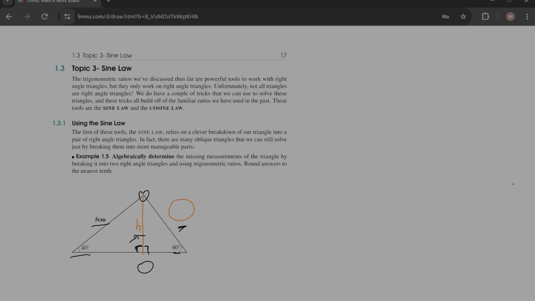All right, so in order to find H, we're going to use, like I said, the sine ratio. I really like writing out my formula first, O over H. Since I'm not using a Cartesian plane, I'm going to use O and H instead of Y and R. And then I'm going to rearrange to solve for my opposite, which in this case is H. So H is going to be equal to the sine of my angle, 40 degrees, multiplied by 5.